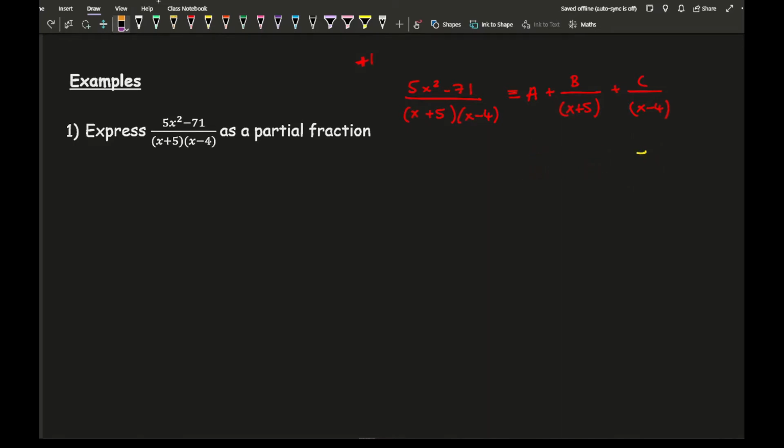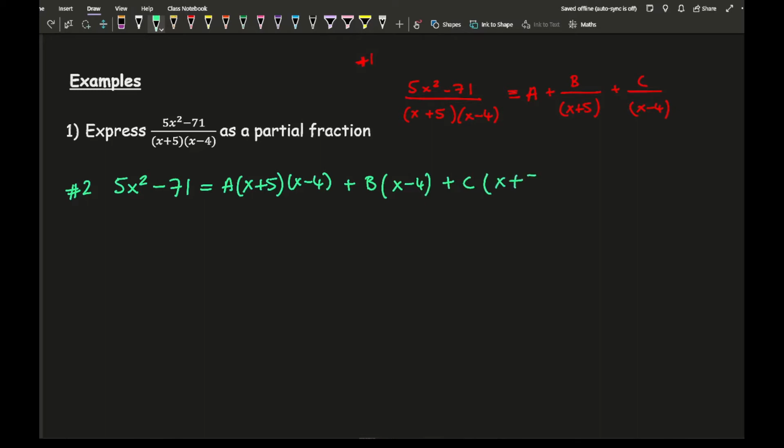So from this, what I'm then going to do is multiply out the denominator over to the other side. So in terms of hashtag 2, what I end up with is 5x squared minus 71 equals a over x plus 5, x minus 4. Now your quotient is always going to have the brackets at the denominator because there's nothing that's going to cancel out, plus b over, that's going to have the one that it doesn't have, and c over x plus 5.